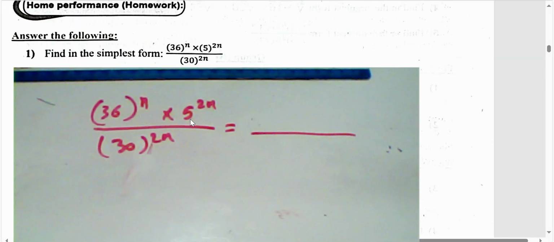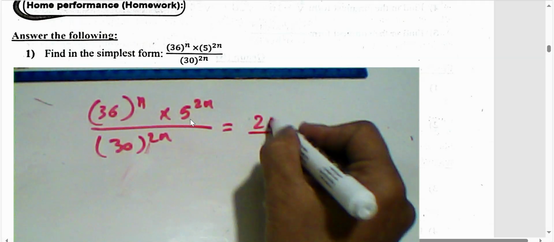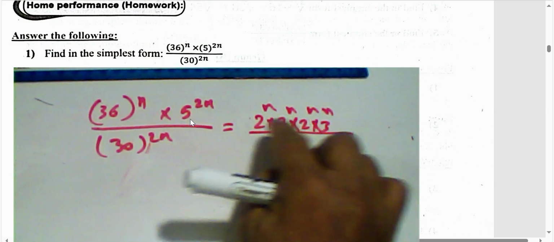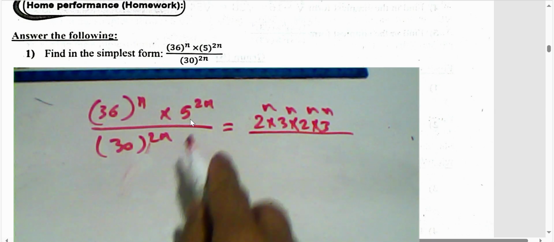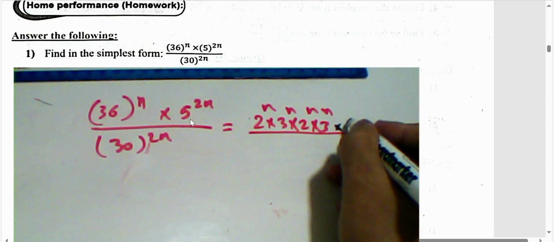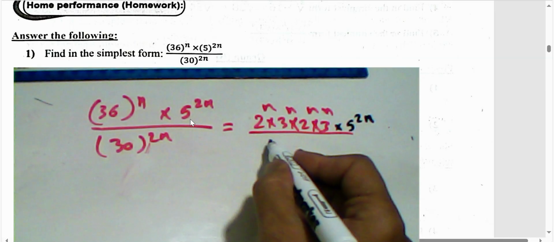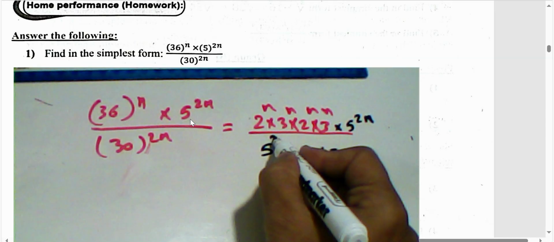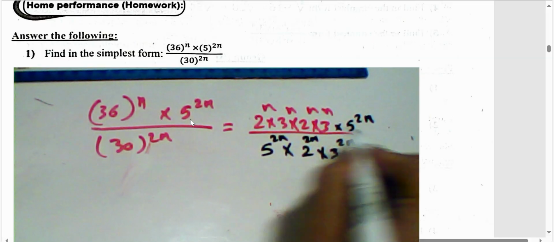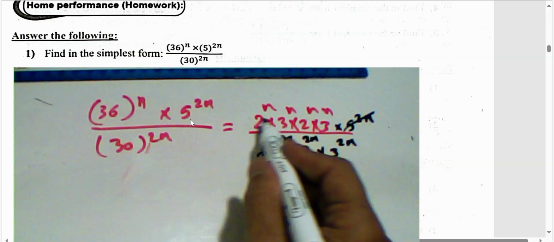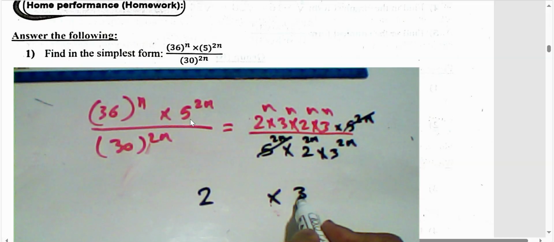We know 36 equals what? 6 times 6, and 6 equals 2 times 3. We can write 2 times 3 times 2 times 3, to the power n, because 6 times 6 is 36. And also we can complete 5 power 2n. In the denominator, 30 equals 5 times 6, and 6 equals 2 times 3, with power 2n and power 2n. We can simplify these two numbers, and also 2 power 2n is equivalent to this number here. You can write 2 multiplied by 3.